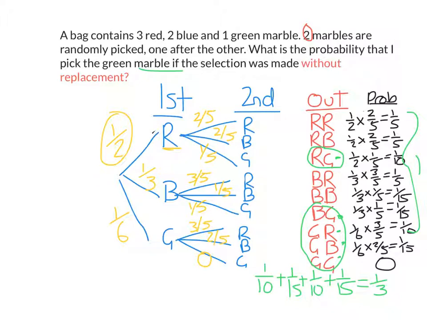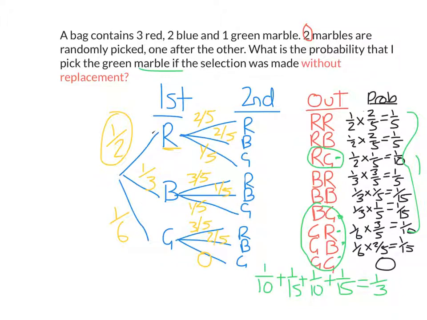So when this was with replacement, the probability was 11 over 36 that I got the green marble, which is slightly less than 1/3. Now the probability I get the green marble is 1/3. It's gone up a bit, and that's because the probabilities of getting things like red-red and blue-blue have gone down. Okay, so that's all there is to it. Make sure you know the difference between with and without replacement.